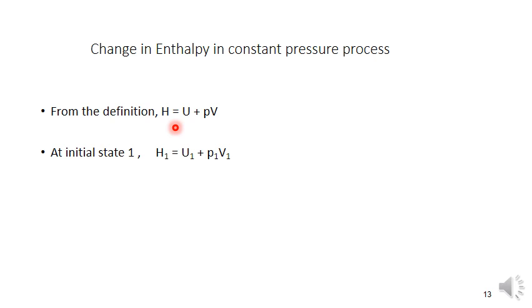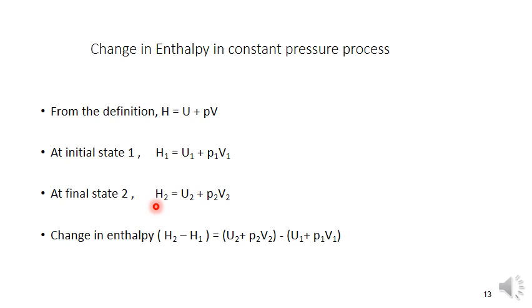So for change in enthalpy: at the initial state, H1 is equal to U1 plus P1 V1. At the final state 2, H2 is equal to U2 plus P2 V2. We want the change in enthalpy, which is nothing but H2 minus H1, equal to U2 plus P2 V2 minus (U1 plus P1 V1).